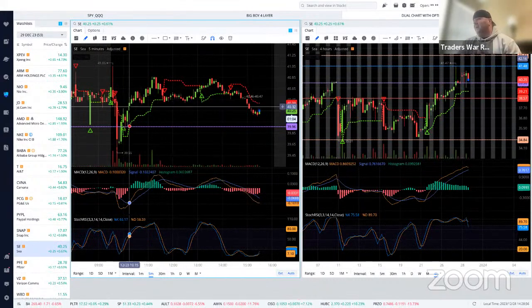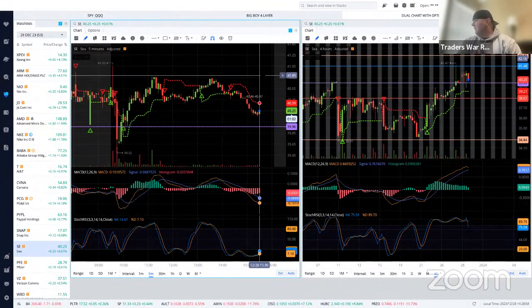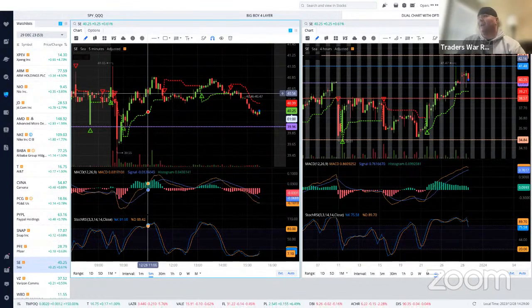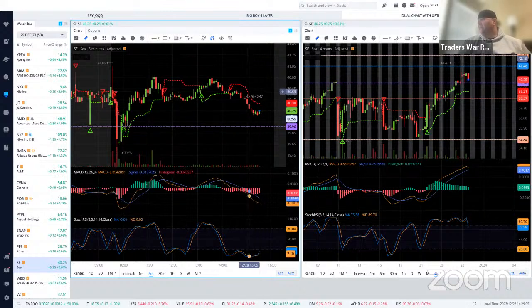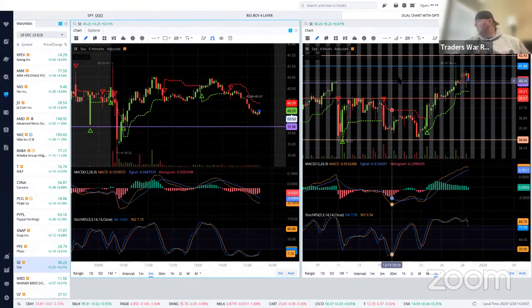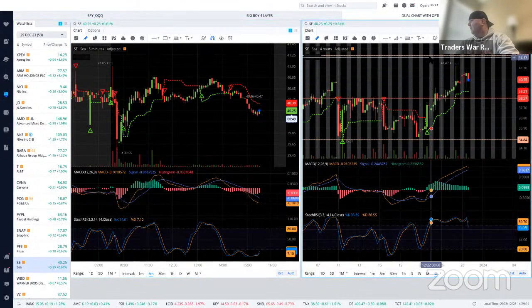All right, we're long SE. Right now we've got a current trade in it. We've seen a little bit of downtrending, not an issue. On the further out chart, we've got some signals that we liked. All right.